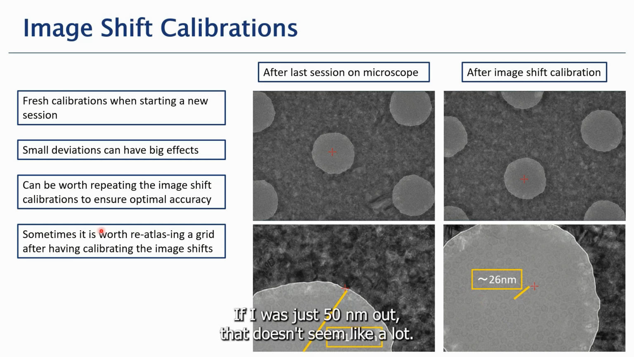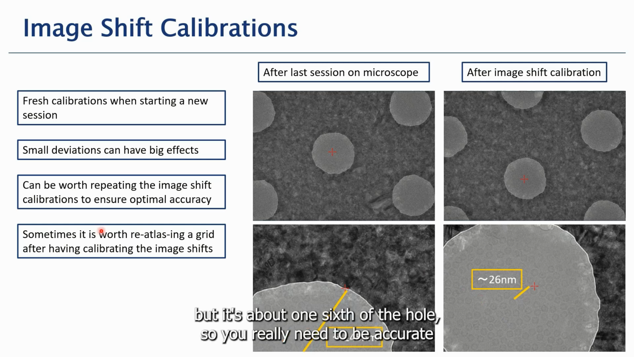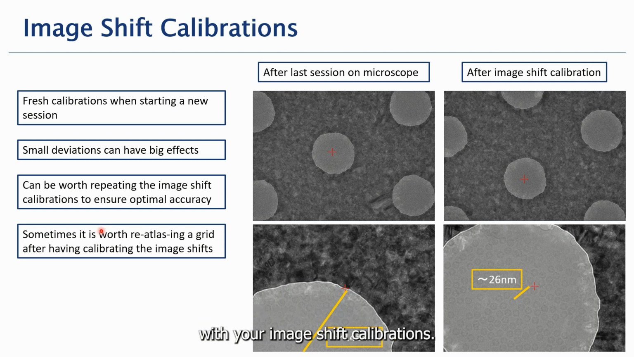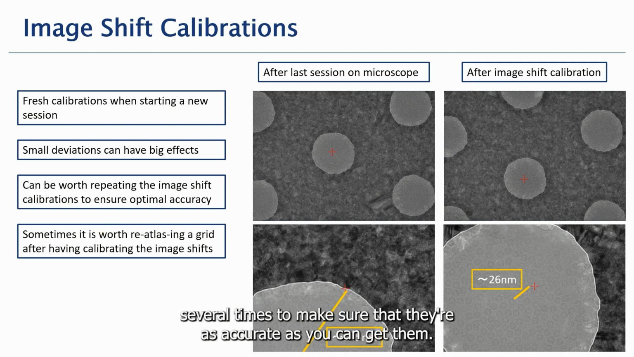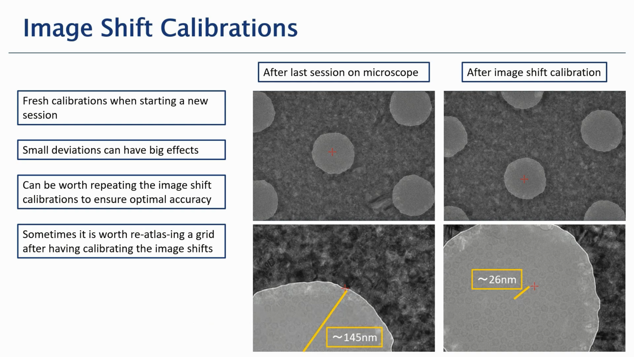If I was just 50 nanometers out, that doesn't seem like a lot, and it really is not a lot. But it's about 1/6 of the hole. So you really need to be accurate with your image shift calibrations. And so it's really important. You may want to repeat them several times to make sure that they're as accurate as you can get them.